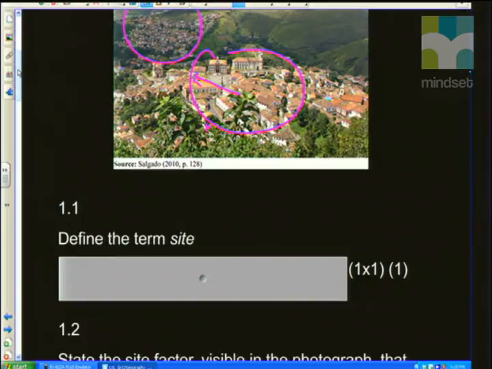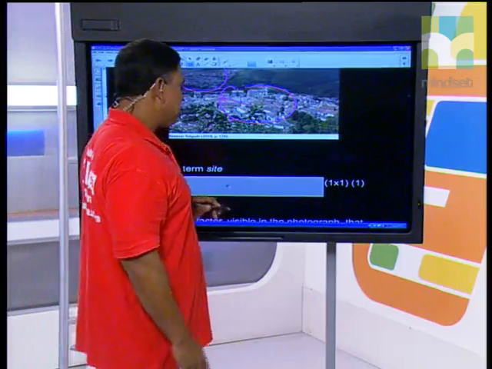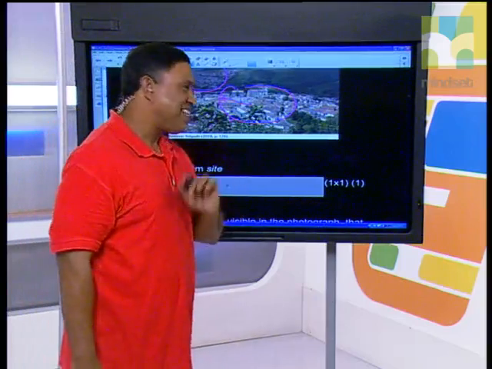Define the term site. Girls, let me see if you all know this. Define the term site. The exact location where a settlement occurs. Well done. Let's see if you're right.